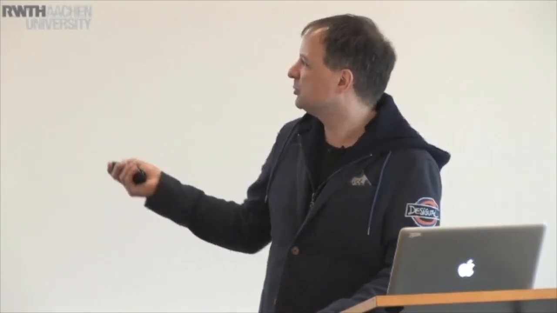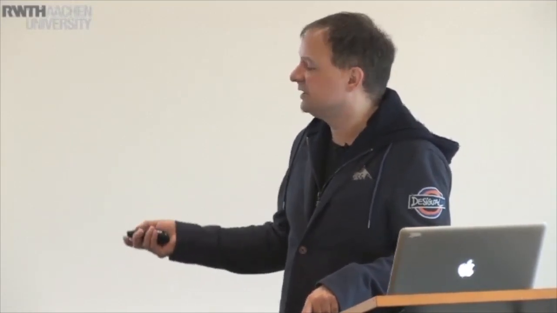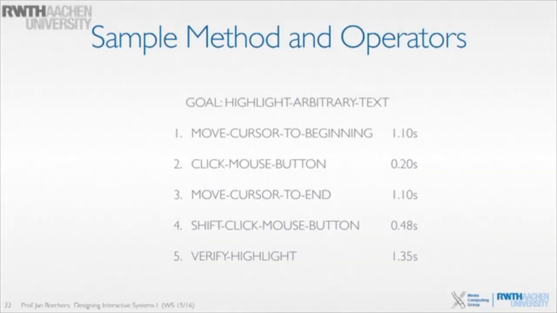Then to click a mouse button takes 0.2. Then moving the cursor to the end is the exact 1.1 seconds again, because that's the average time of moving the cursor to a target on the screen over all different distances and positions. You shift-click then, that means pressing a key and clicking. That's a little longer here, as you can see. And then we verify, and that on average, it's also been determined experimentally. You stop for about 1.3 seconds to make sure that you selected the right thing before you move on and do the next thing.